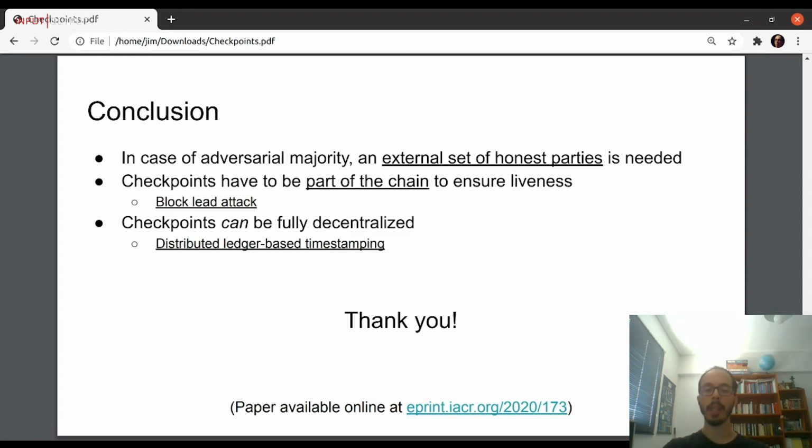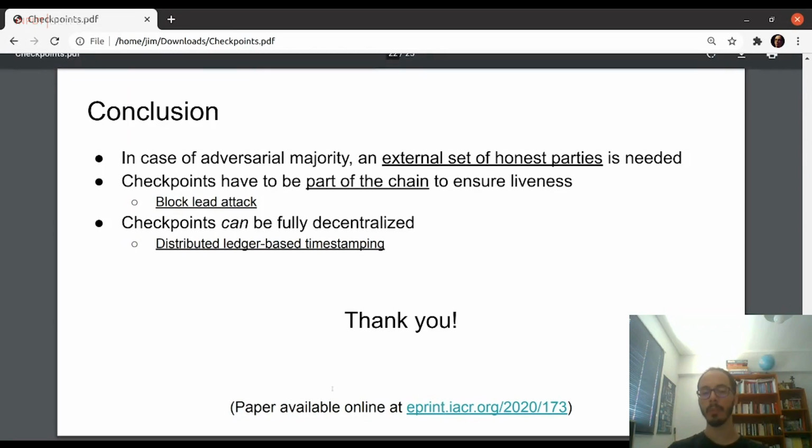These parties can run checkpoints, and in order to guarantee liveness, the checkpoints also need to be part of the chain. And if we don't care about liveness, if, for example, we only worry about double spending, then checkpoints can exist outside of the chain and work correctly. But if we want to guarantee liveness, the checkpoints need to be part of the chain in order to counter the block lead attack that I described. And finally, we can have a fully decentralized checkpoint system by using timestamping over a distributed ledger.